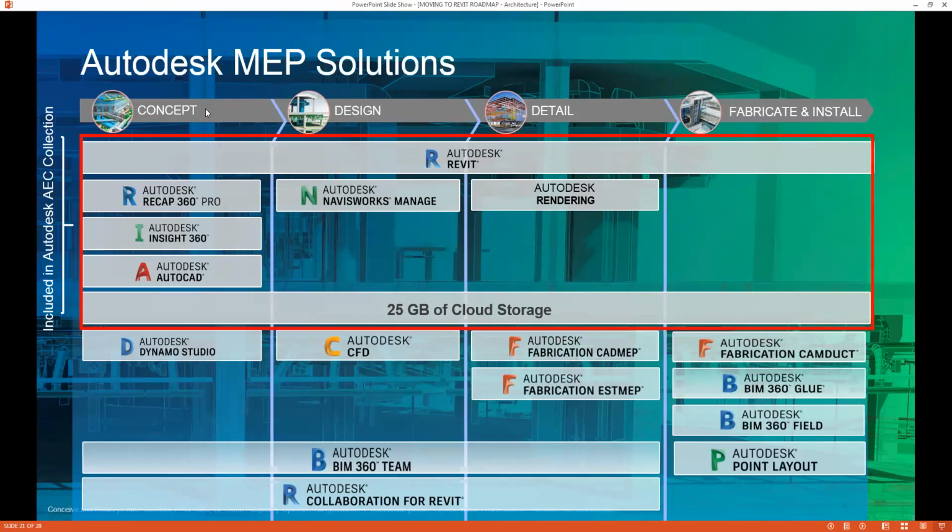Concept stage is very straightforward. This is where the architect gives them a drawing, and they have to look at it and develop their own concept, building on what the architect has given them. They develop the concept using the following software: Autodesk Revit.